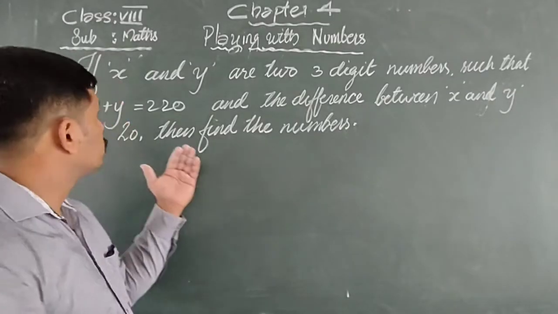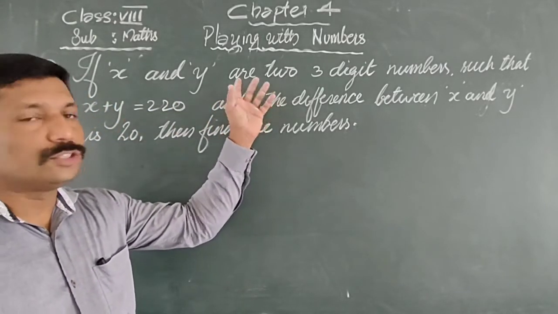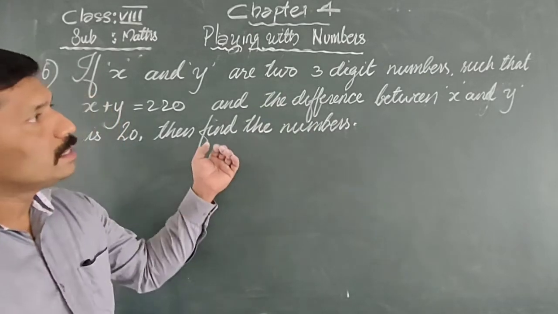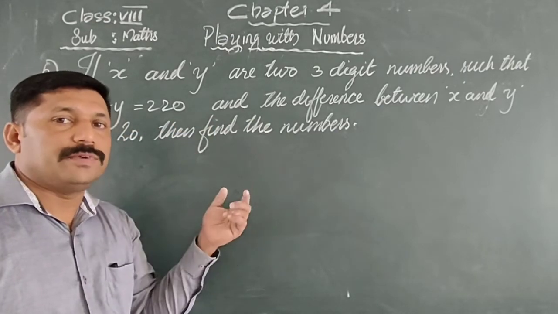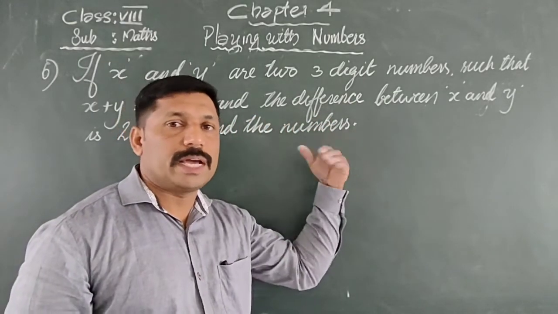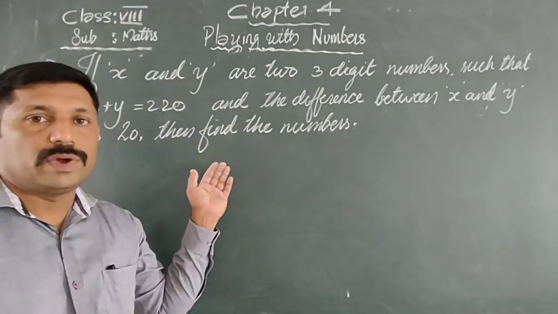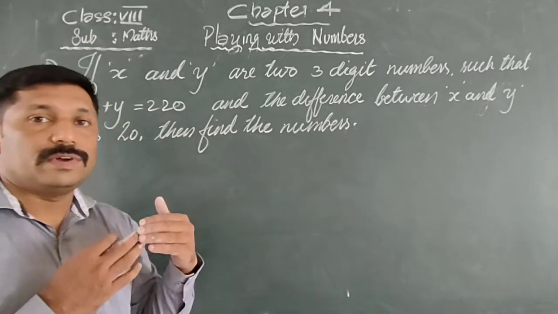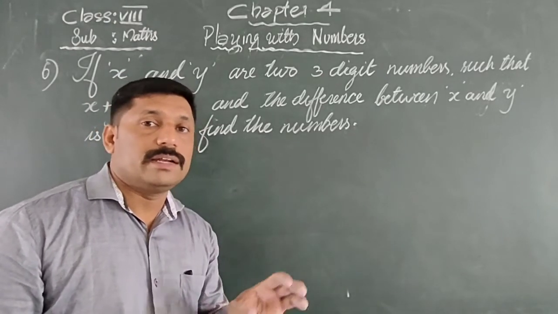Now students, question number 6. If X and Y are two 3-digit numbers, such that X plus Y is 220, that means when we add the two numbers, we get 220. And the difference between them, X minus Y, is 20. So when we subtract the two numbers, we get 20. Then what are these numbers?